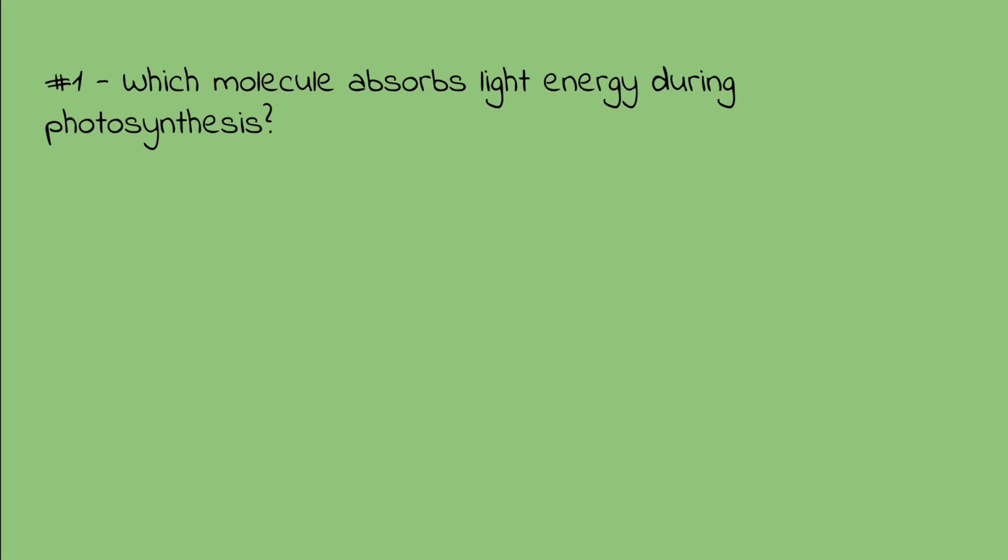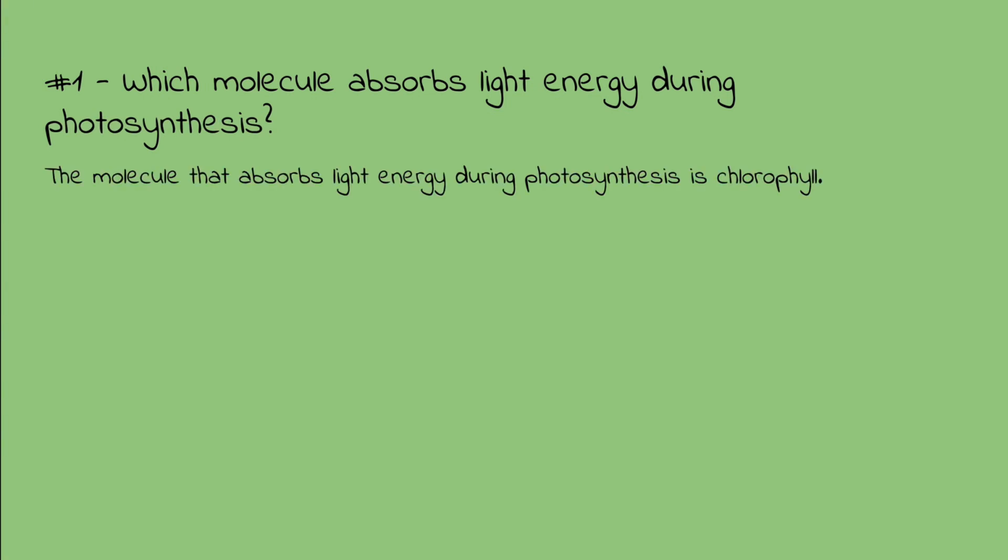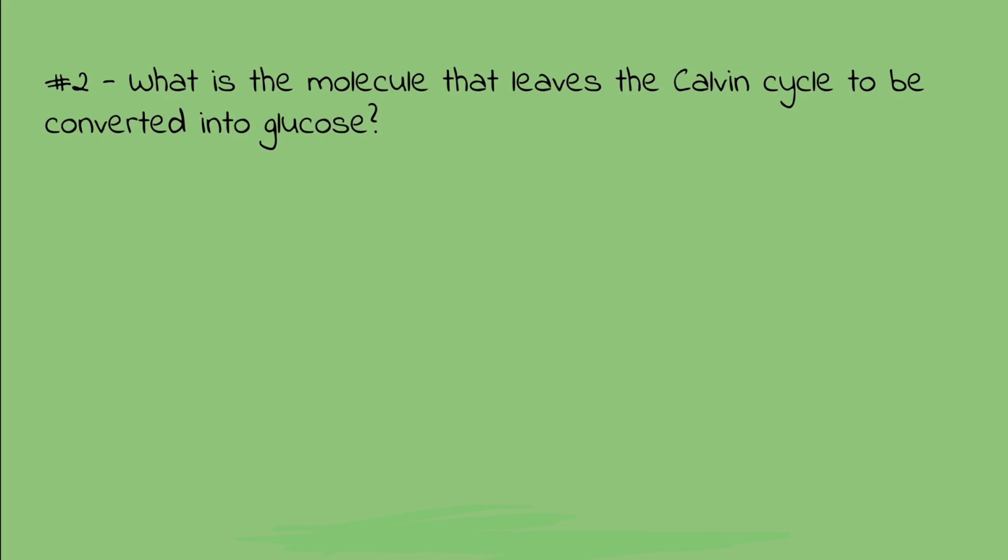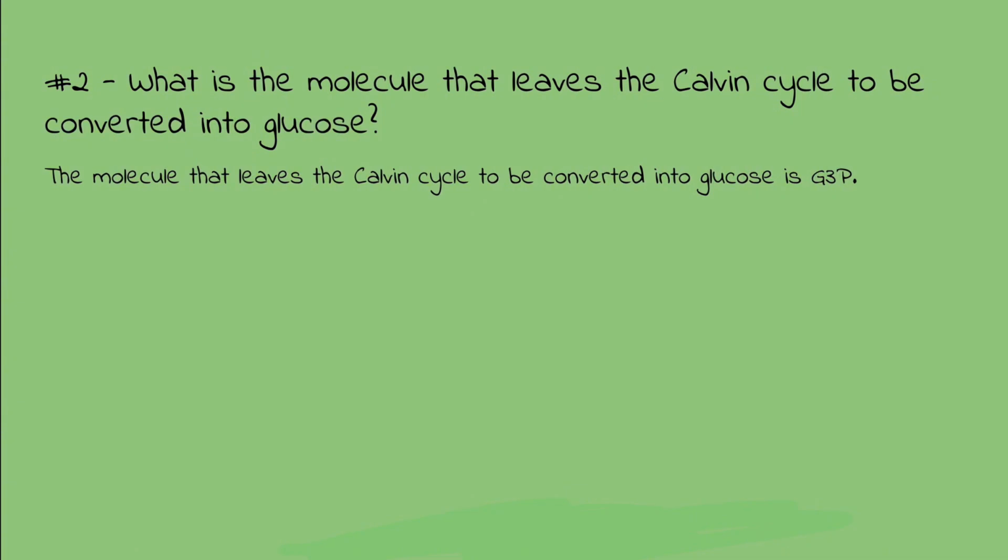Assessment questions. Number 1. Which molecule absorbs light energy during photosynthesis? The molecule that absorbs light energy during photosynthesis is chlorophyll. Number 2. What is the molecule that leaves the Calvin cycle to be converted into glucose? The molecule that leaves the Calvin cycle to be converted into glucose is G3P.